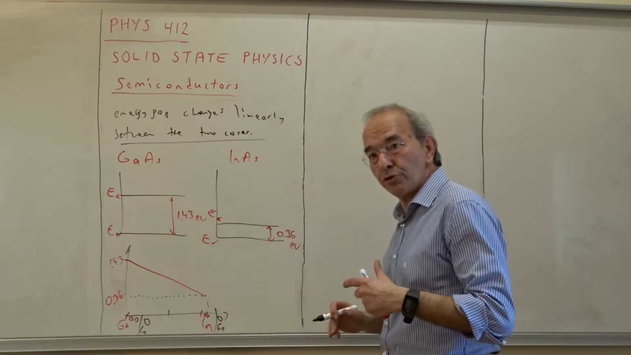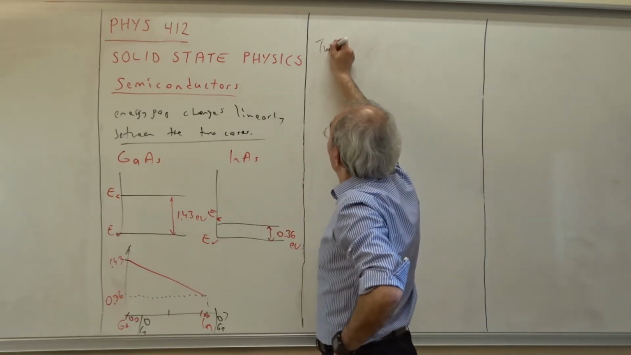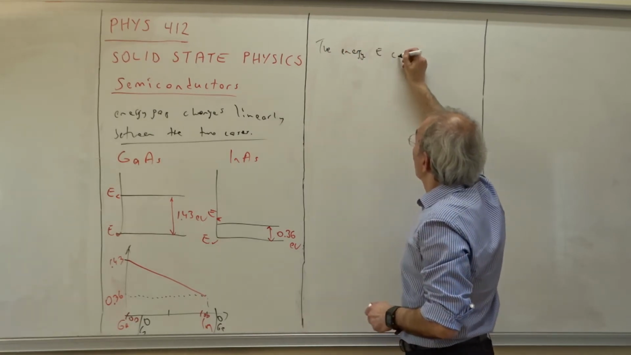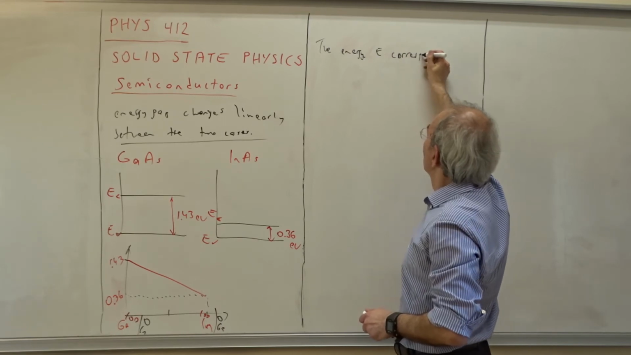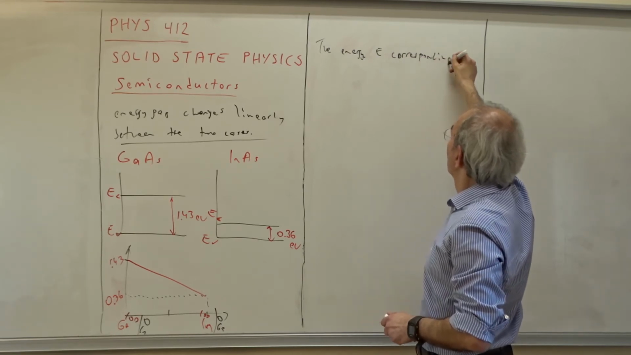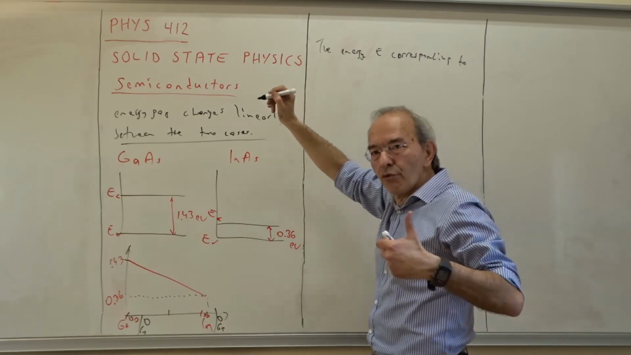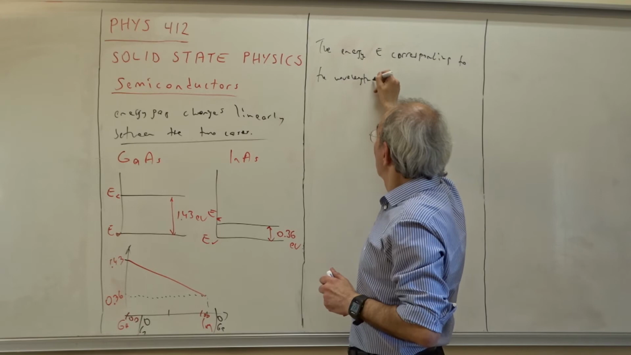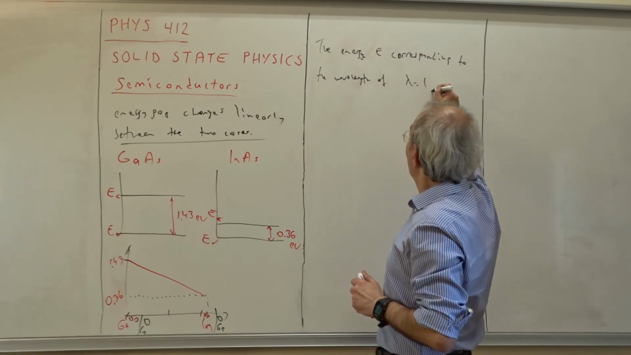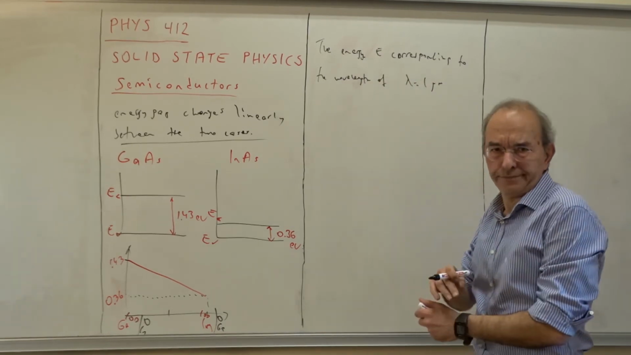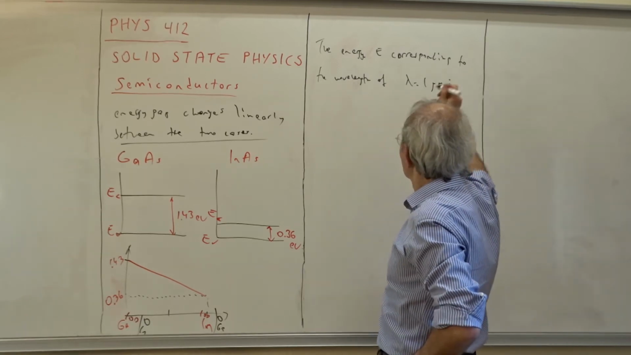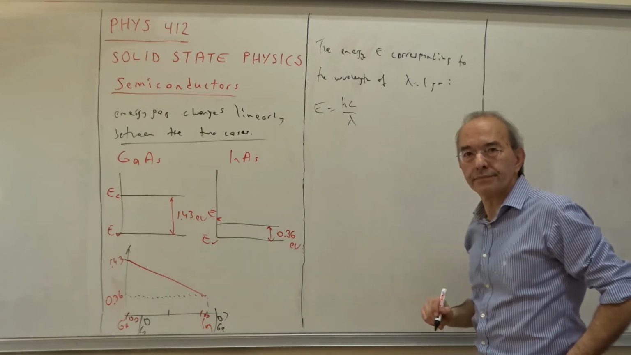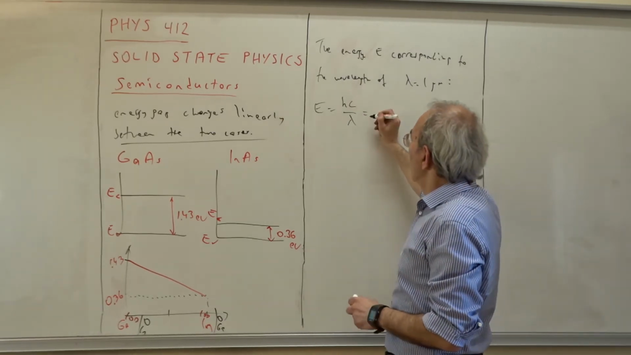The energy E corresponding to the wavelength lambda equals 1 micrometer is what? E is equal to hc over lambda.